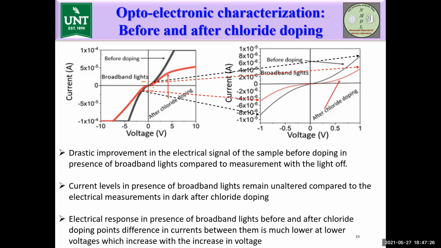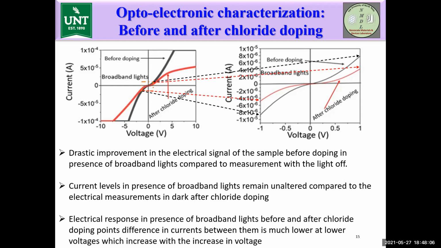Also, the current levels in the presence of broadband lights remain unaltered compared to the electrical measurements in dark after chloride doping. If you look back to the slide, you'll see that the current levels are not changing much after chloride doping in presence of broadband lights, which could be because there are some molecules adsorbed on the surface, which might be preventing light from penetrating further inside. That's why the electrical signals remain almost the same before and after doping.